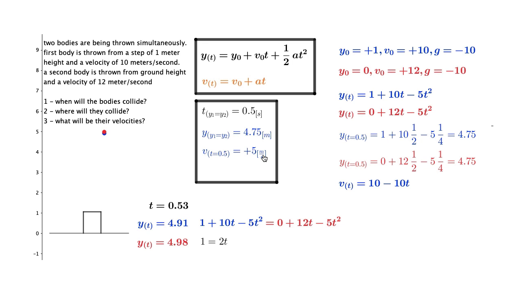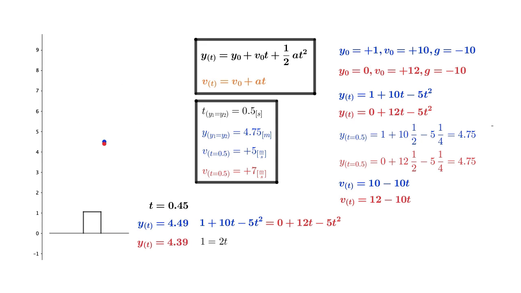Now we have to check what the velocity is of the red object. So let's see. In this case, we have v0 is equal to 12, and again, a is minus 10. So 12 minus 10 times 1/2 is the same as 12 minus 5, which gives us 7 meters per second.